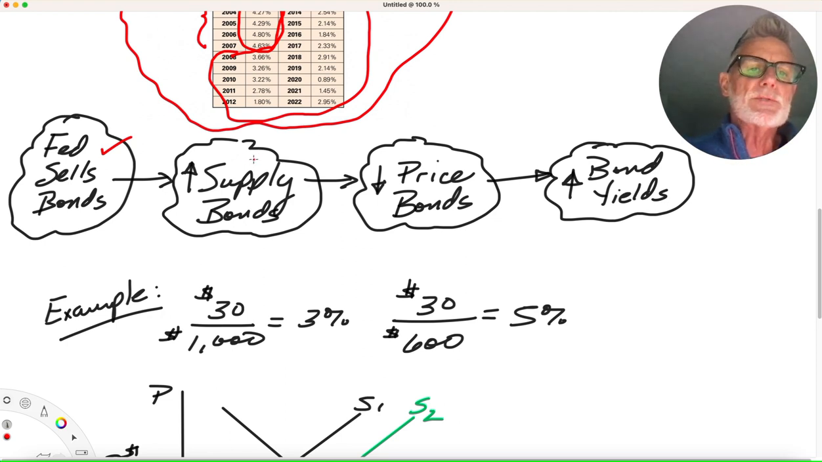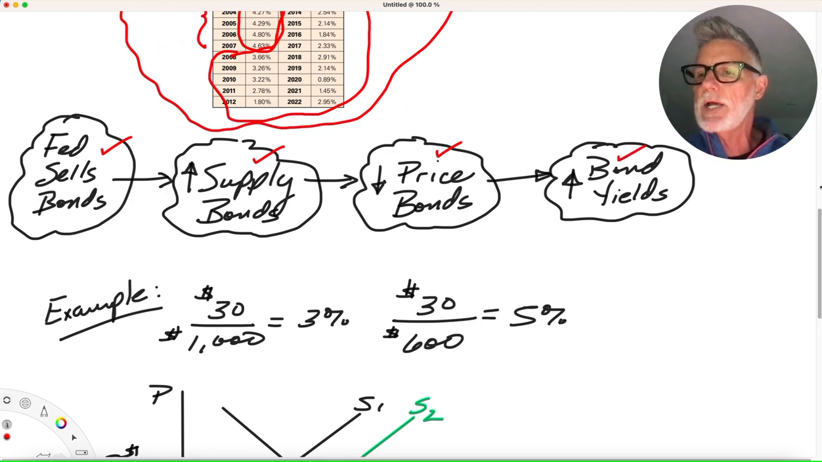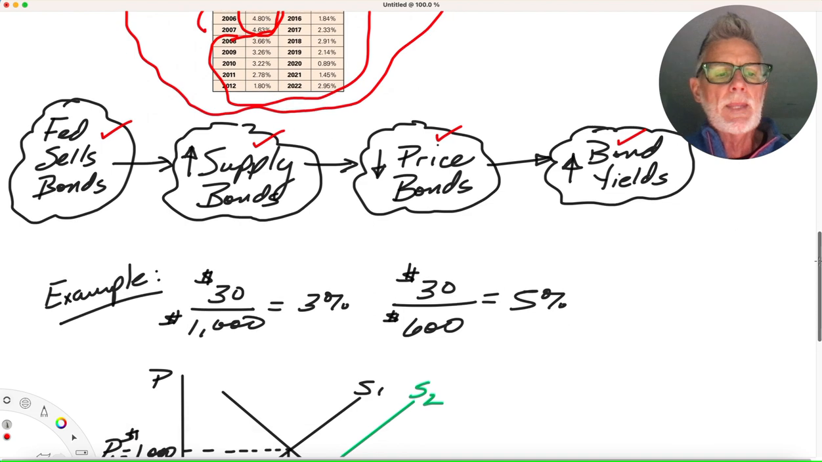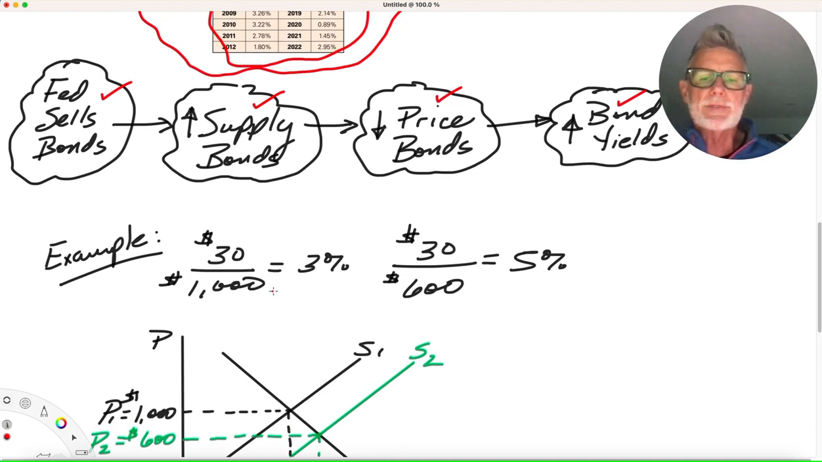But suppose the Fed begins to sell off these assets. What would happen is this would lead to an increase in the supply of bonds in the bond market because the Fed would be selling off bonds that it already purchased. So now it begins to sell these bonds off, and bonds are now flooding the bond market. Well, that's going to drive down bond prices and drive up bond yields. You say, I don't understand. Well, let's go down to this little example here.